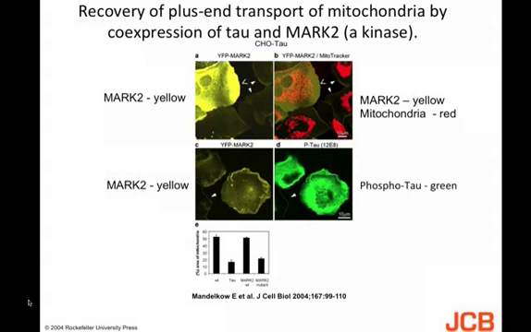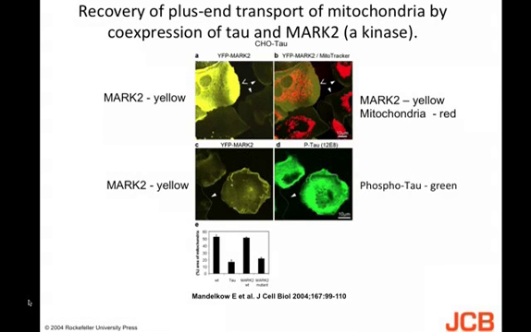So when they have tau, which before prevented movement of the mitochondria, when they add in this kinase, so they're overexpressing the kinase that phosphorylates tau, then you recover and you can move again, suggesting that overexpression of a kinase that phosphorylates tau is going to remove it from the microtubules and allow movement of mitochondria again. And so these two are just showing that tau is expressed and MARK2 is expressed.